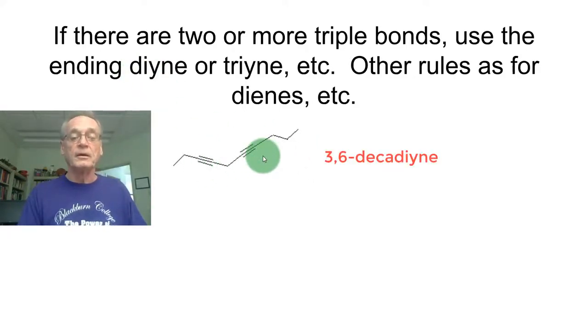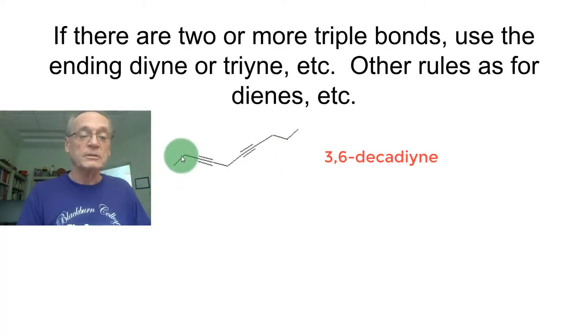Next slide. If we count the carbons, there's 1 there, 1 there, 1 there, so that's 3. 1 there is 4, 5, 1 there is 6, 7, 8, 9, 10 carbons, so deca. Diyne, because there are 2 triple bonds, and notice the numbers: 1, 2, 3, so a triple bond starting at carbon number 3, 4, 5, 6, a triple bond starting at carbon number 6, so that's 3,6-decadiyne.